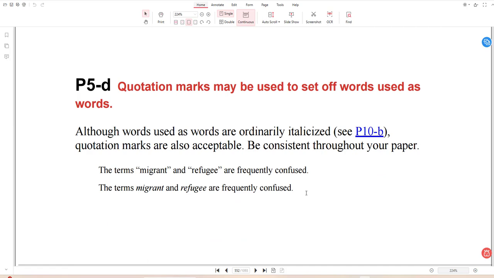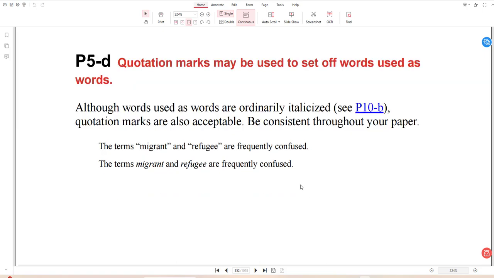Quotation marks may be used to set off words used as words. Although words used as words are ordinarily italicized, quotation marks are also acceptable. Be consistent throughout your paper. The terms, quotation mark, migrant, quotation mark, and, quotation mark, refugee, are frequently confused. The terms migrant and refugee, both italicized, are frequently confused.